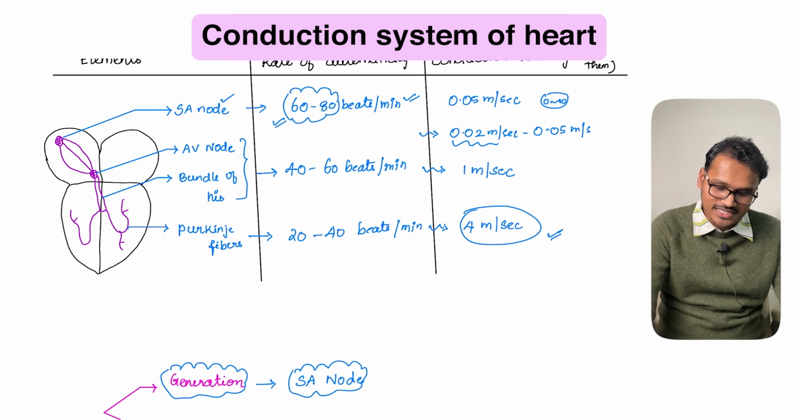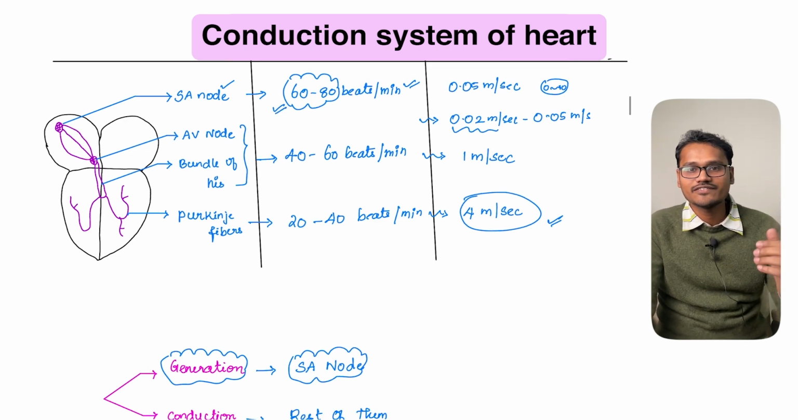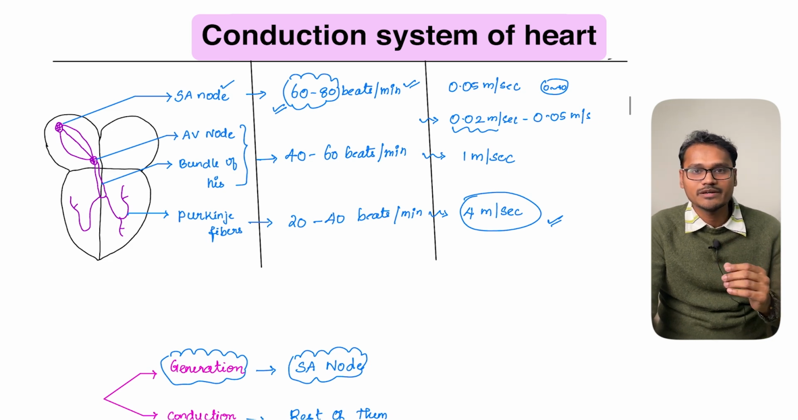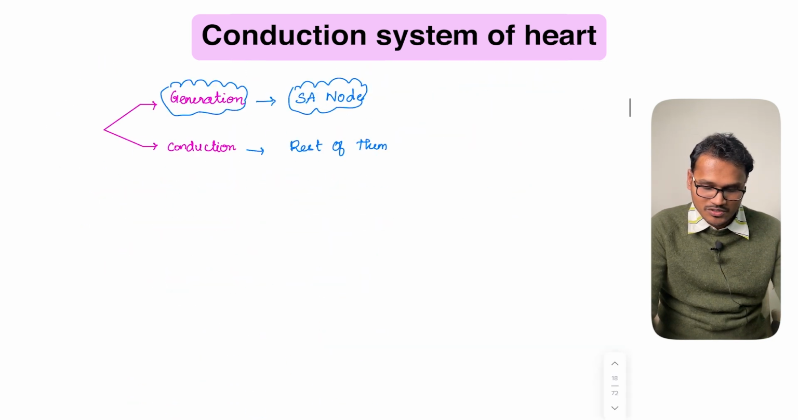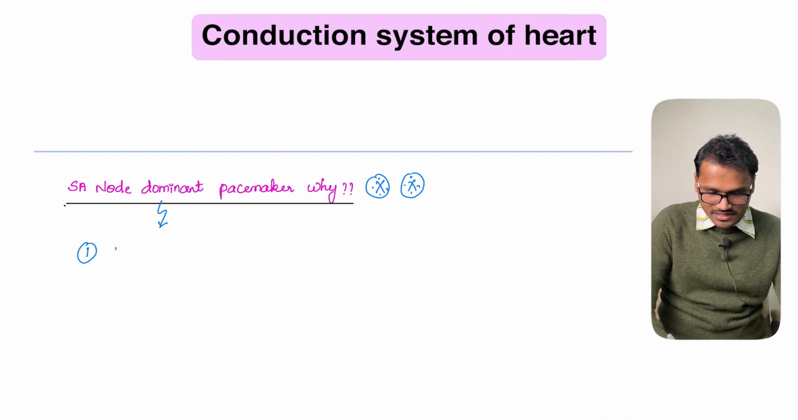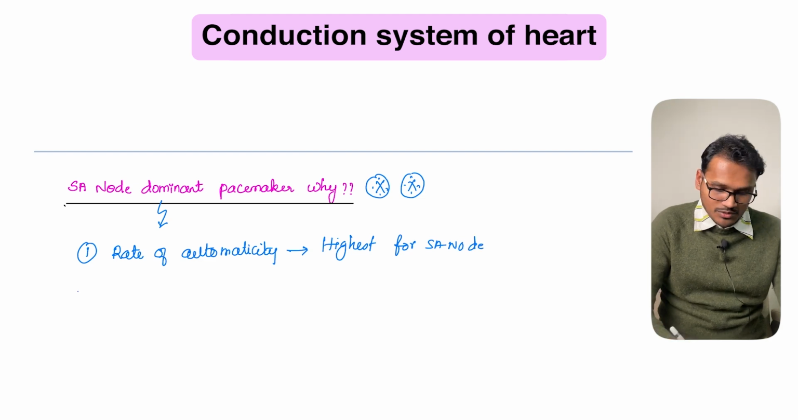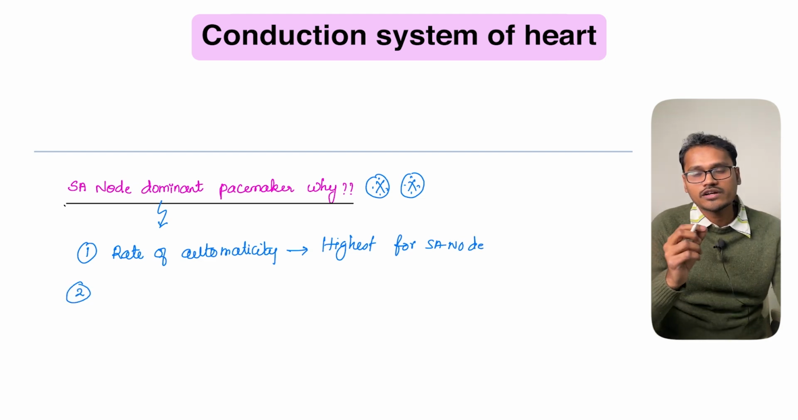The first answer is that it is generating impulses at a higher rate. Since it is generating at a very high rate in comparison to the other fibers, the impulse is going to be produced from the SA node predominantly. So the first reason is its rate of automaticity. It is not just higher, it is the highest for the SA node. Then the second process is called overdrive suppression.